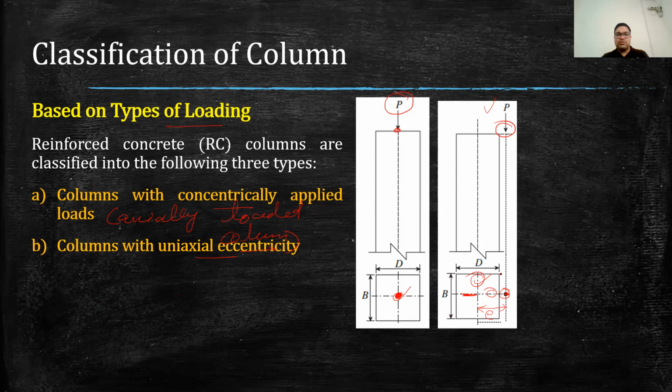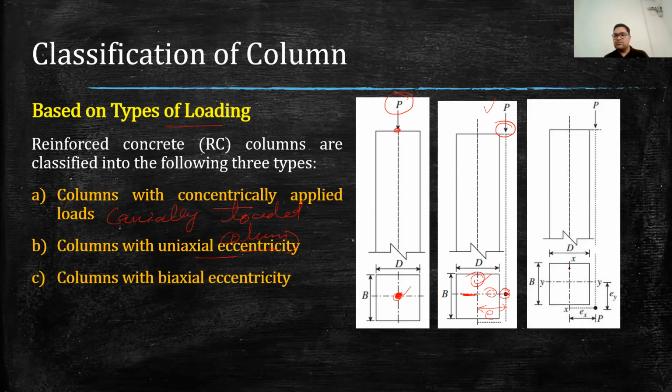Similarly, if we talk about the biaxial eccentricity, when load is applied here, you can see this load is not along the x-axis, not along the y-axis. There is some eccentricity from the y-axis, and some eccentricity from the x-axis as well. So in this case, the load is not passing along any of the axes, and it will be known as biaxial eccentricity.